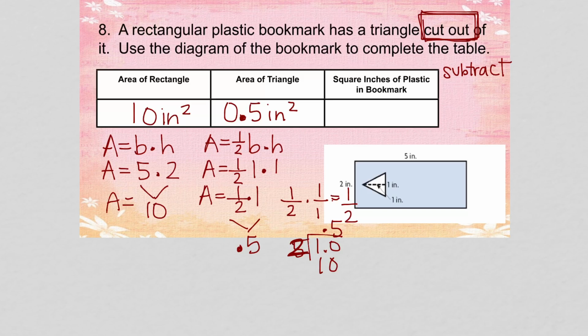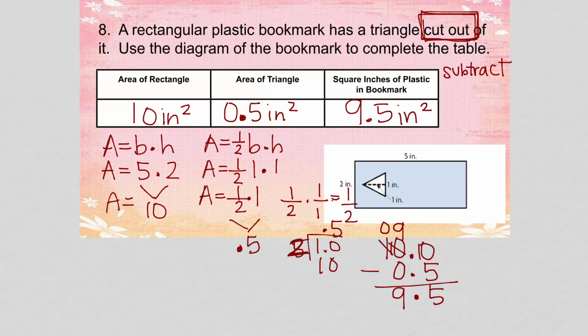Inches squared. Now I want to cut out that part, so I'm subtracting. So I'm going to take 10 minus 0.5. Now when I subtract, I have to line up my decimals. I'm going to take a 1 there, make this a 10, take a 9, and make this a 10. What's 10 minus 5? And 9. So this is 9.5 what? Inches squared.